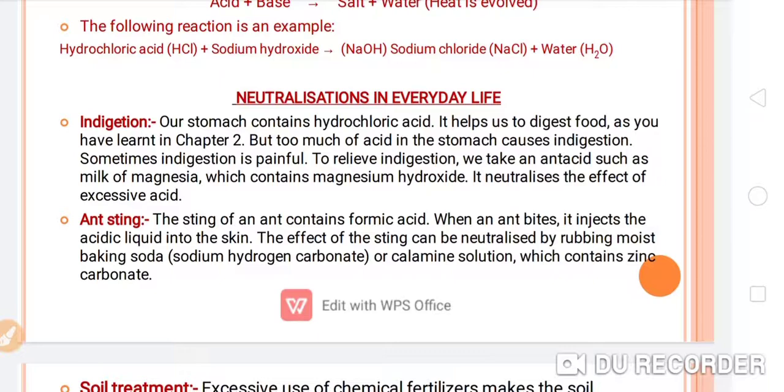It neutralizes the effect of the excessive acid. So students, if you are suffering with acidity, we take an antacid, and the antacid is a base. When this antacid reacts with the acid, it will neutralize the effect of the acid and a salt will form, and water will evolve. So this is the neutralization process. Whatever acid is evolving inside your stomach, its effect can be neutralized by milk of magnesia, that is the base, or you can also use sodium bicarbonate to neutralize this effect.